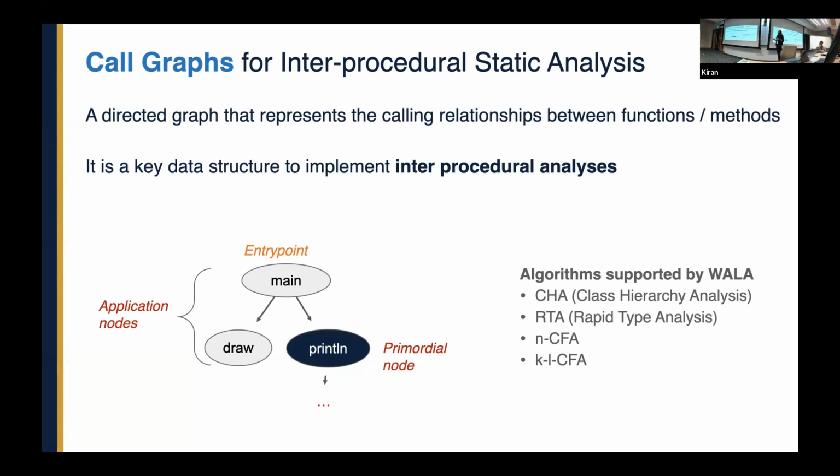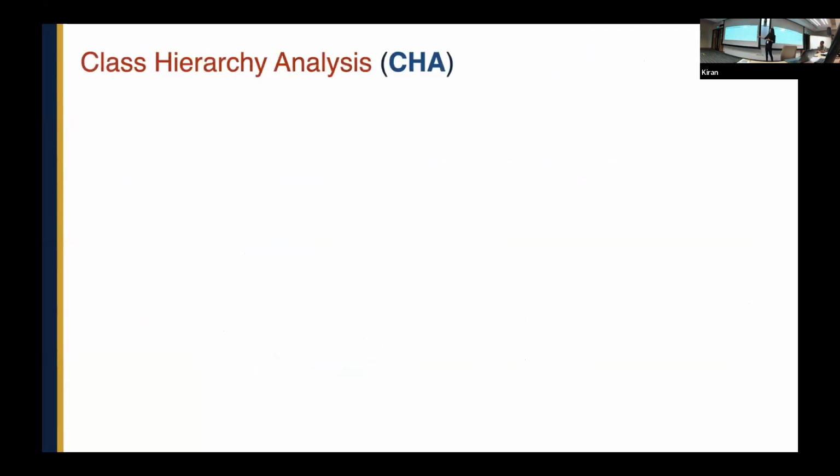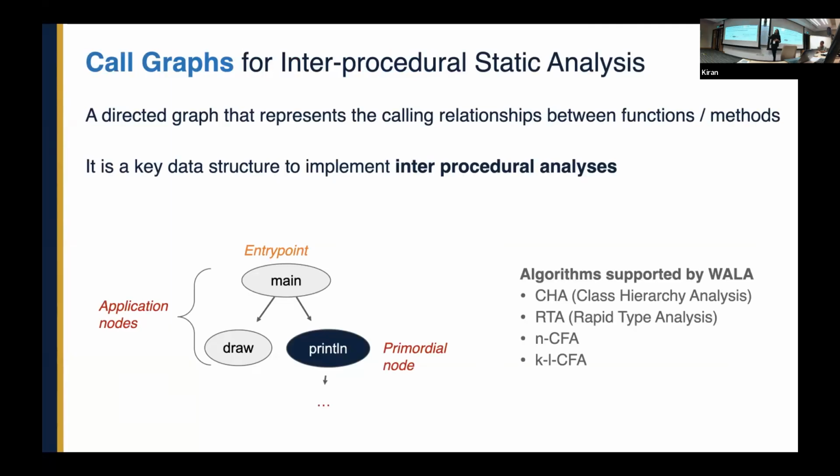Now, Wala provides some algorithms already built in for you. It's already supported by Wala, so I'll be explaining three of them. I'll be explaining class hierarchy analysis, rapid type analysis, and 0-CFA. And Wala also provides k-CFA. One interesting thing about Wala is that, because everything is provided in terms of interfaces and abstract classes, you can also create your own algorithms to build call graphs.